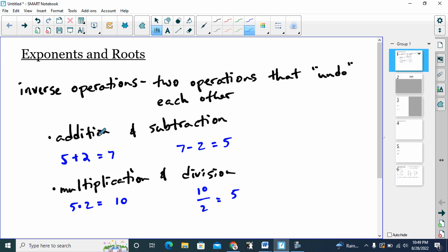You are very familiar with addition and subtraction. Subtraction will undo addition. Multiplication and division are inverse operations. Exponents and roots are also inverse operations. Roots are the inverse of exponents, and exponents are the inverse of roots. They will cancel each other out.